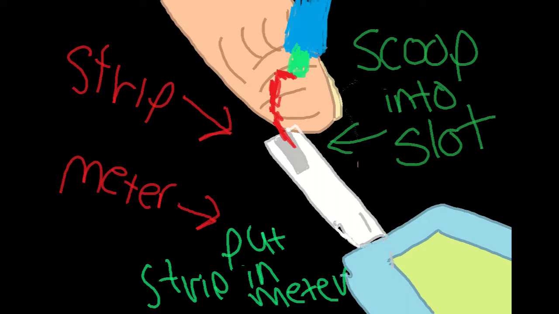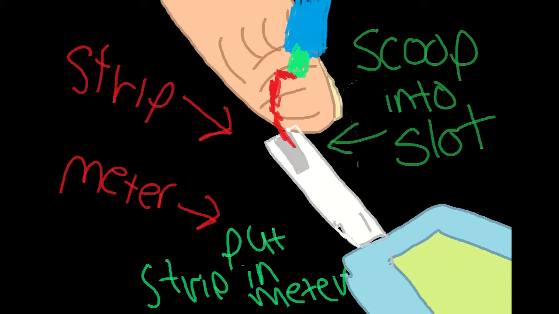The test strips kind of have two layers, and between them there's a little indent, which is where the blood is going to go. The blood is not on top of the test strip, it's kind of inside of it. And if you see it's still timing out, just keep scooping. You probably just need more blood.